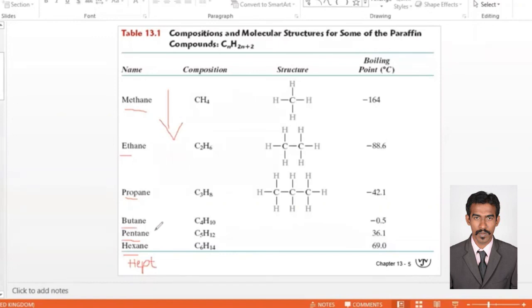When you increase the number of carbons, the number of H will automatically increase based on the formula CnH2n+2. Accordingly, the boiling point also increases with the increase in the number of carbons.